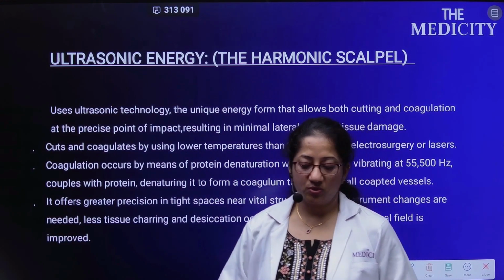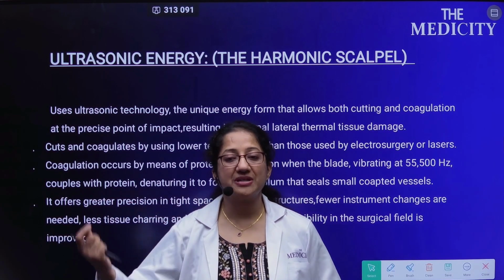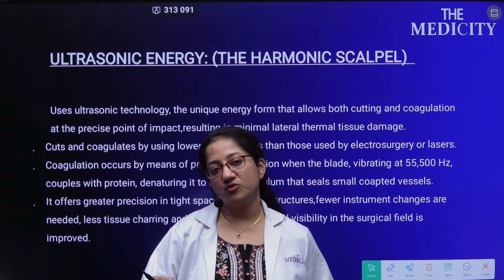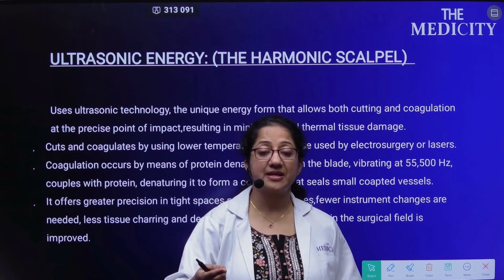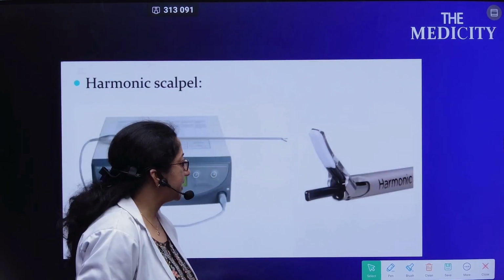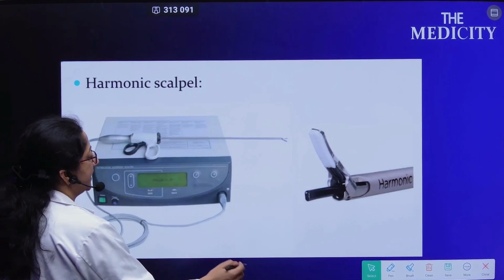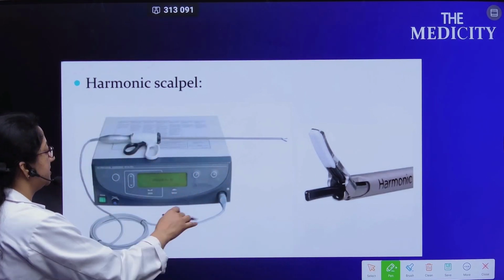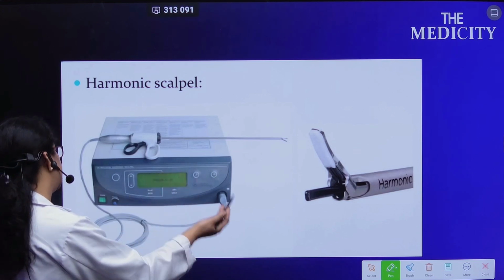If we use a monopolar, a lot of smoke is produced, which has to be cleared in between every time. But the chances of the smoke being formed with the harmonic scalpel is very less. So harmonic scalpel basically has a machine. This is the machine which generates the ultrasonic current.